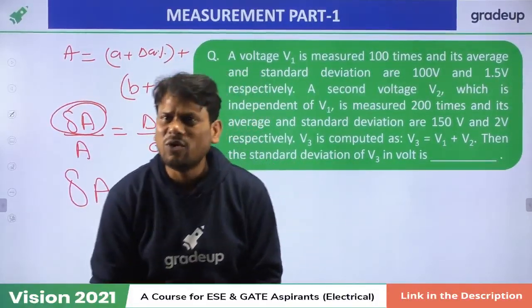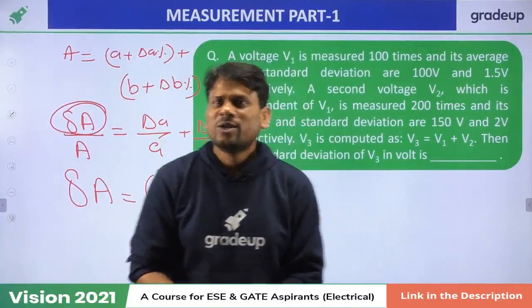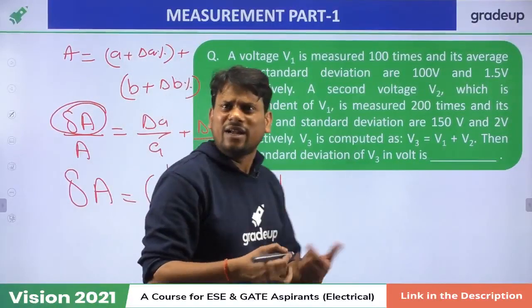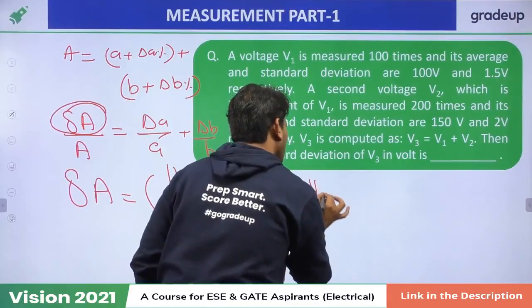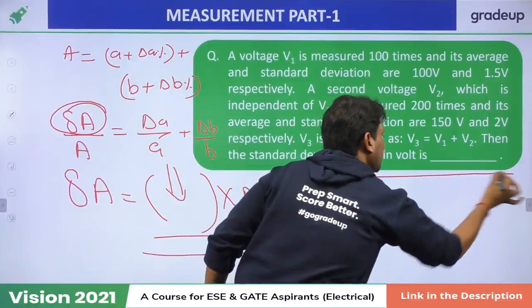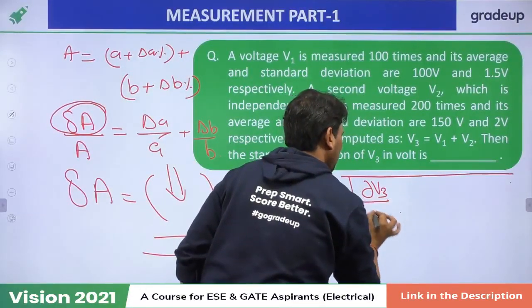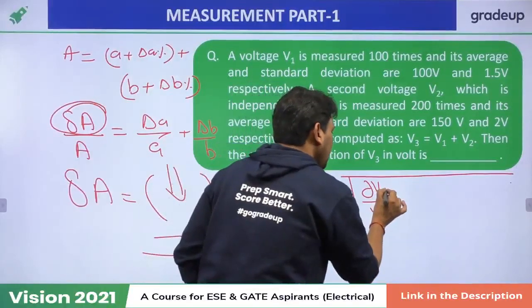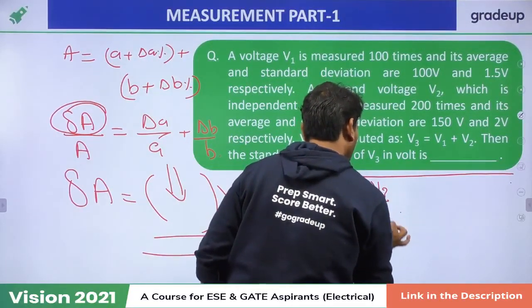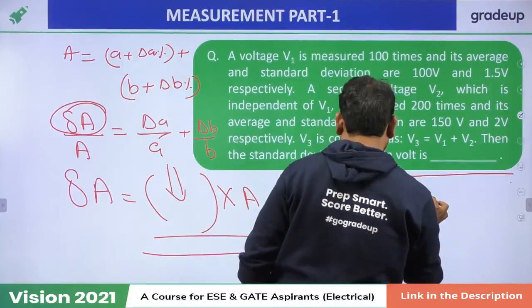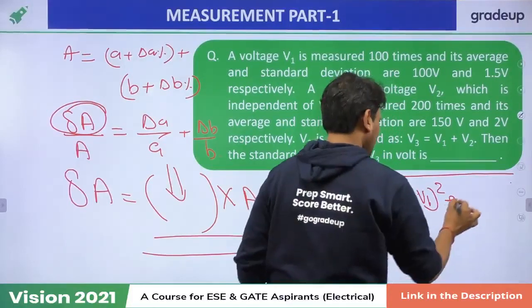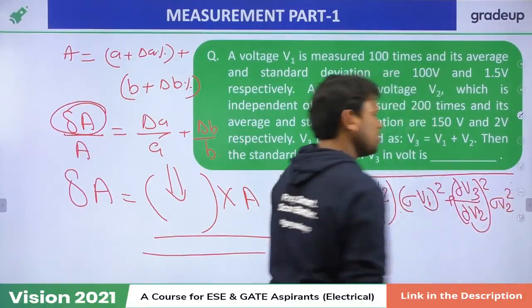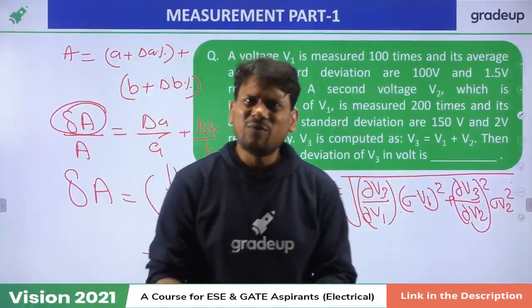Okay, so now somebody is going to reply 2.5 volt as one answer. Now see, everyone knows what standard deviation error is. Suppose I say sigma V3 is equal to the square root of (del V3 by del V1) squared into sigma V1 squared, plus (del V3 by del V2) squared into sigma V2 squared. This is the formula, and from where can we get that formula?